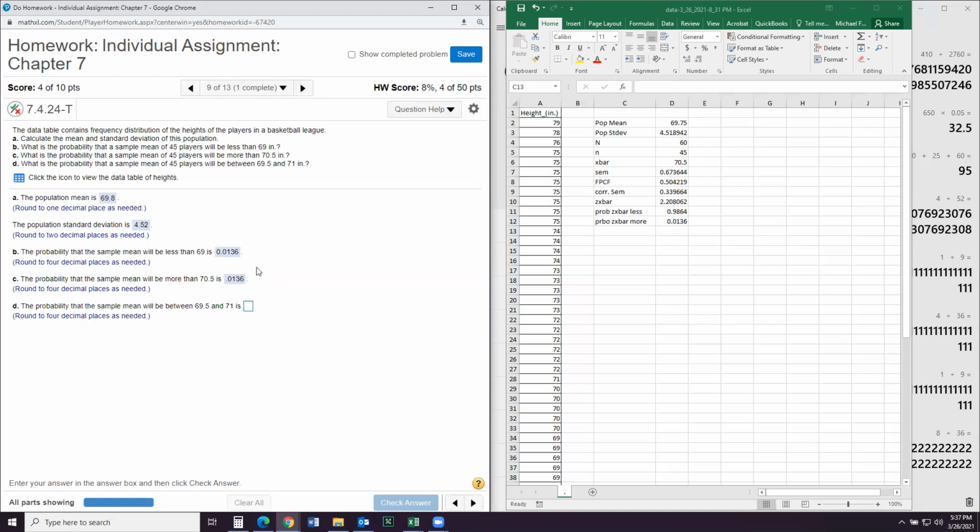And then finally, the probability that it's between two of them. So whenever I want to find between, I start with the highest x bar value it's looking for, which is 71. And I find the probability that it's less than that. And I'm just going to copy it, and then paste the value of it over here. Then I'll put in the lower value, which is 69.5. And then the probability that it's between the two of them is the probability that it's less than 71 minus the probability that it's less than 69.5. And that'll be the probability that it falls in between, which is 0.76.